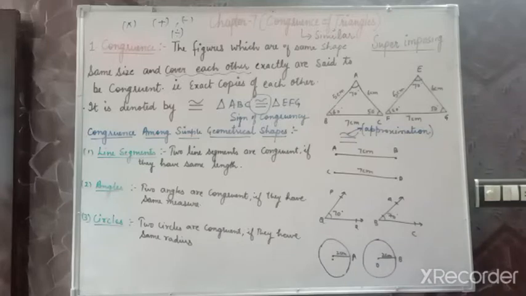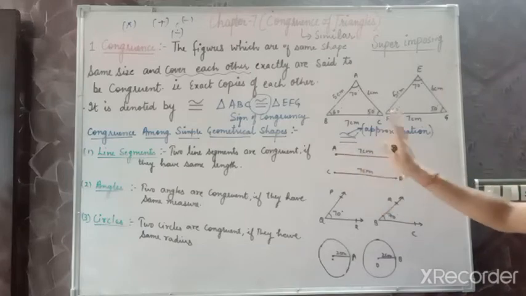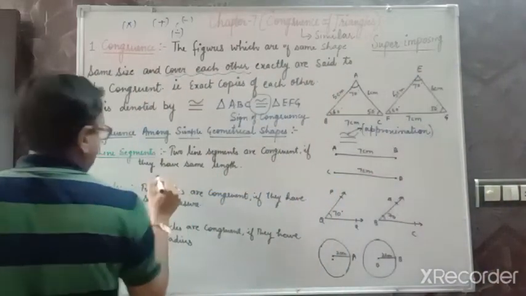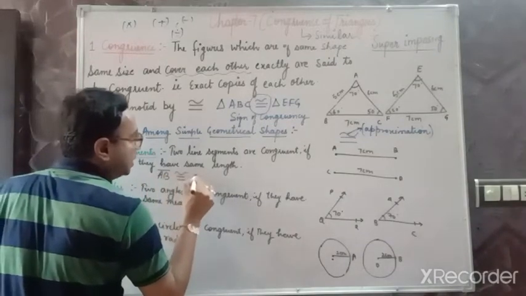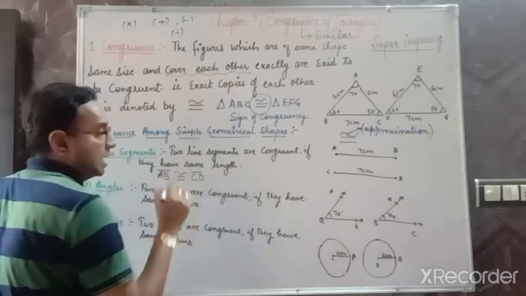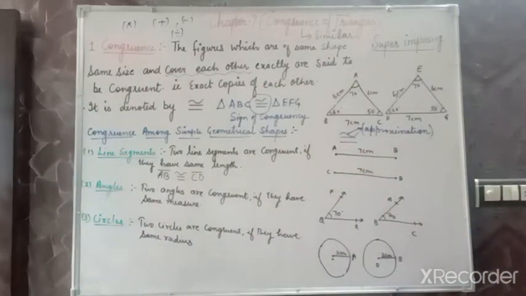So what is the condition for two line segments to be congruent? They must have the same length. Naming is not a problem. If it's AB and this is CD, that's not a problem, but their length should be the same. Therefore, can I write line segment AB is congruent to line segment CD? Any doubt? Because they both have the same length. Clear? Next, angles. What will be the condition for angles?